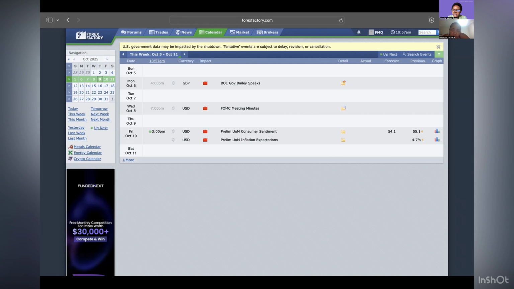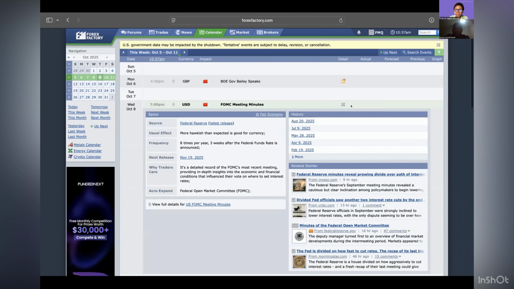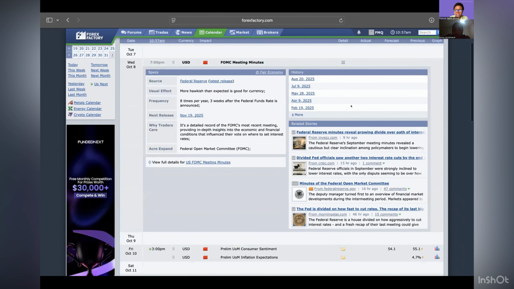When you go to the next side, beside that same FOMC meeting minutes, you see that there's a yellow folder. Click on the yellow folder. It should open up like this.